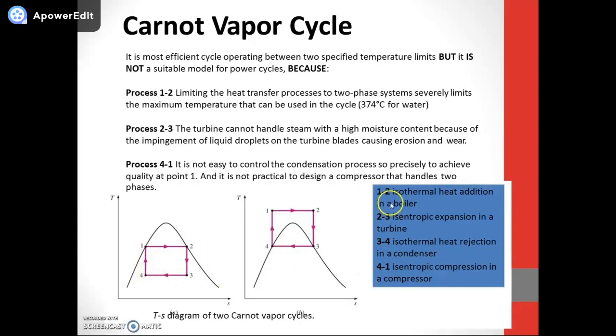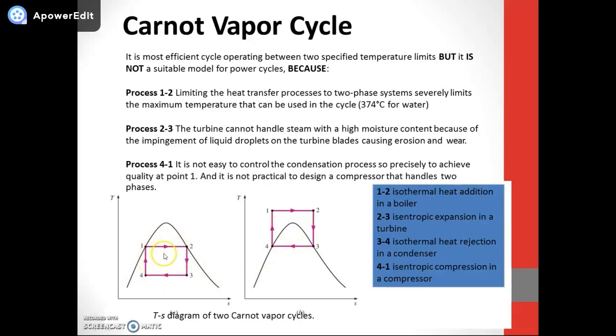So this is the process. 1 to 2 is the isothermal heat addition in a boiler. 2 to 3 is isentropic. Isentropic means the entropy is constant, right? From 2 to 3, the entropy is the same. Isentropic expansion in a turbine. 3 to 4, isothermal heat rejection in a condenser. And 4 to 1 is isentropic compression in a compressor.